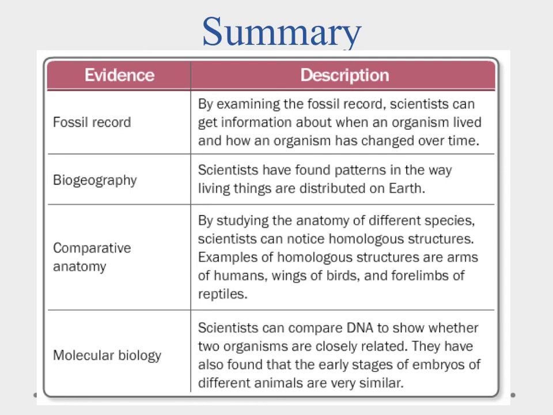Okay, so in summary, we have a couple different pieces of evidence. We had the fossil record, and by examining a fossil record, it gives us information about when things lived and how they may have changed. We also have biogeography, which is finding a pattern of the way things are distributed, or looking at where animals live or plants live, and that gives us evidence for evolution as well. We talked about comparative anatomy by looking at homologous structures. And then finally, we talked about molecular biology and how we can compare DNA.